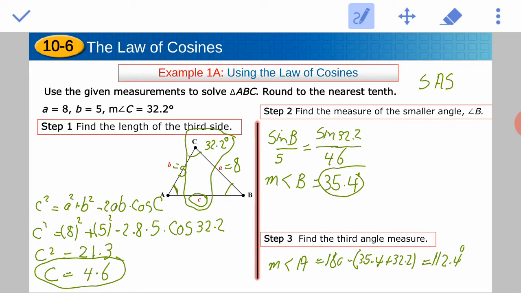112.4 degrees. So guys, we have solved the triangle. We were given two sides and the included angle, and we have found one side and the other two missing angles.